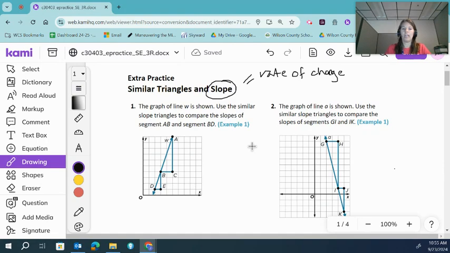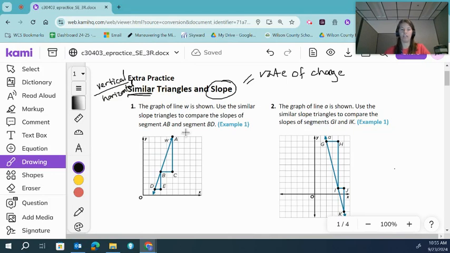Now we are going to be using similar triangles. Similar triangles mean the ratio of the legs can be simplified to be the same thing. Congruent would mean they're exactly the same. So similar means they simplify to the same ratio of the vertical height to the horizontal height. We'll make a similar triangle.